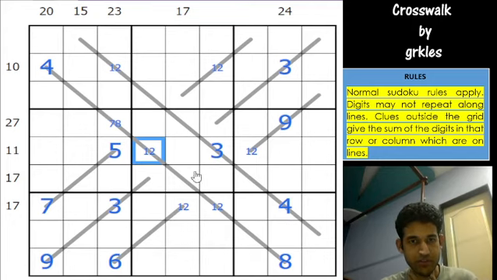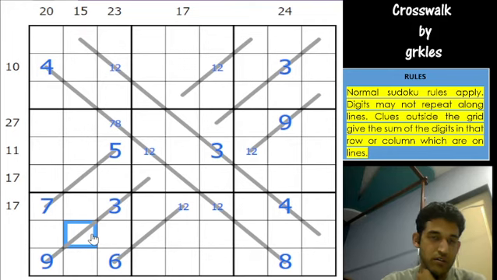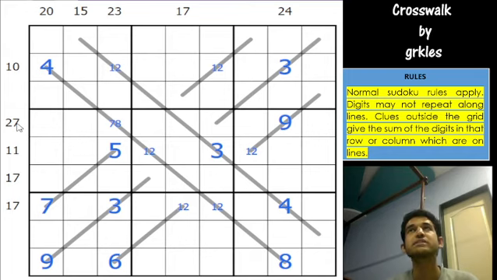So which clue is getting interesting now? 24 is done. 17 just does not have enough digits to do something in the Sudoku, and 15 may be possible. Let us look at the rows. 10 is done, 27 is almost done. Okay, 27 can help us here. 11 is done, 17 we haven't even begun to write on the 17 clue, and this 17 is also done.